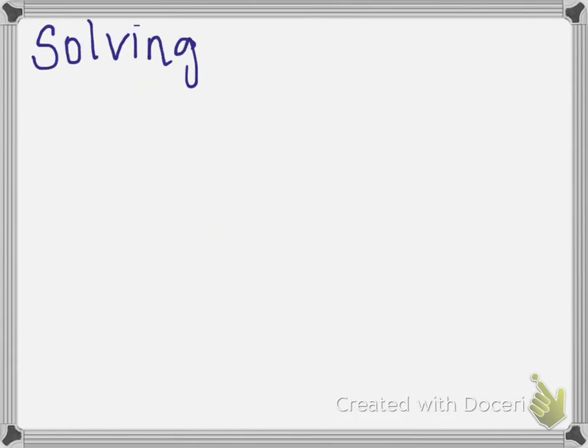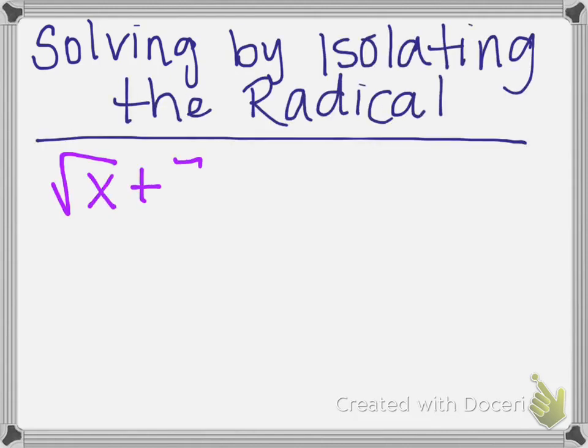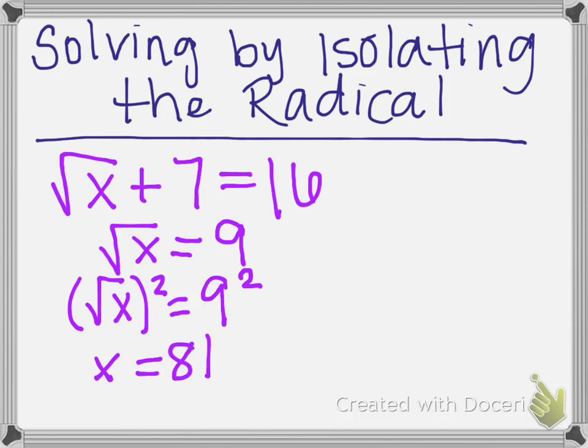The first thing that we're going to do with these radical equations is solve by isolating the radical. If we have a problem that looks like this, the square root of x plus 7 equals 16, we're first going to solve it like we do any normal algebra problem. We're going to move the 7 over, subtract 7, so we'll get the square root of x equals 9, and then to undo that square root, we will square both sides, so we will get the square root of x squared equals 9 squared, so x will be 81 in this problem.